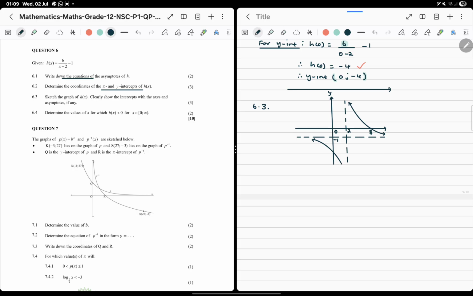Now this is -4. We can label this as h, guys.